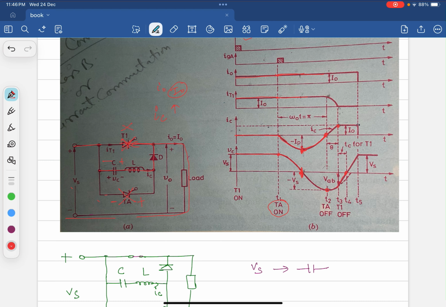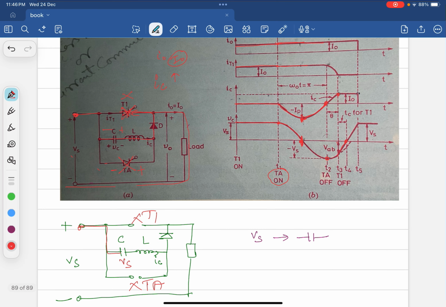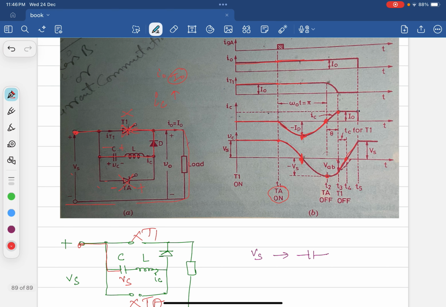So from T4 to T5, what happens again? This capacitor becomes the same situation as at the first instant. Now this is turned off, this is turned off, this is also turned off: this is the main thyristor, this is the auxiliary thyristor. Now again the current flows from this path, charging the capacitor to the source voltage Vs. As you can see, this capacitor rises and makes this voltage constant at that particular point of time. After that it becomes constant.